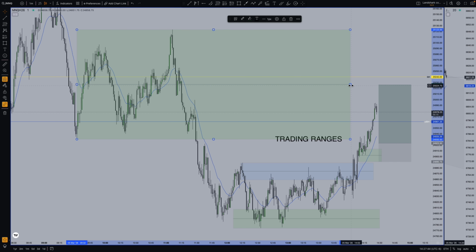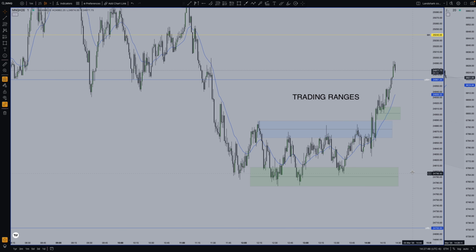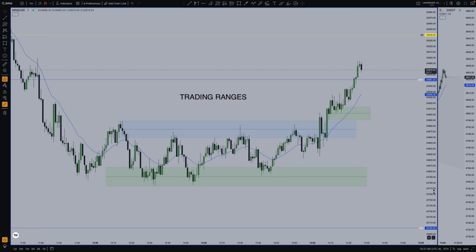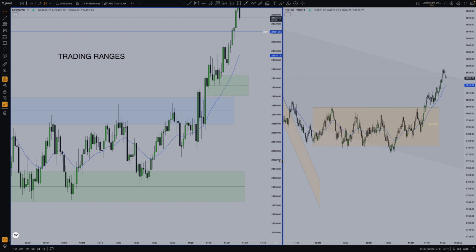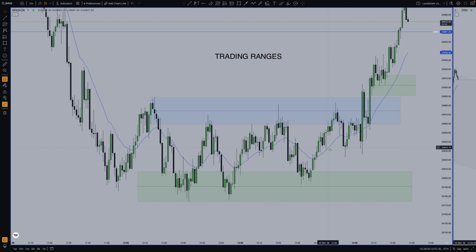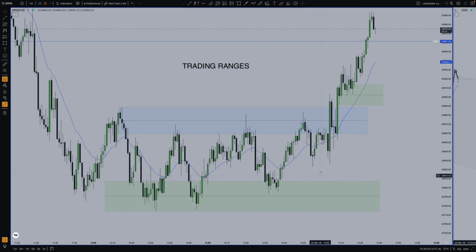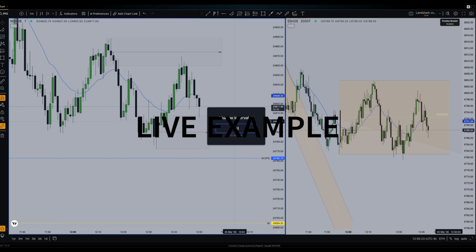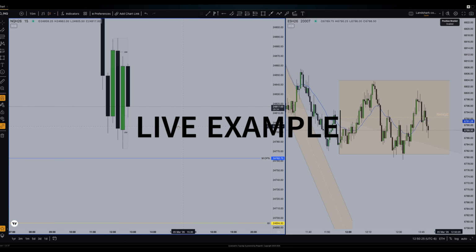All right, but back to ranges. The key with ranges, and you can mark it on ES as well, is making sure you identify them early in the range so you can trade it early in the range. You don't want to be stuck trying to trade a range after we've tapped it a few times, because then guess what's going to happen? You're going to get your stop ran. So I'm keeping an eye on this.